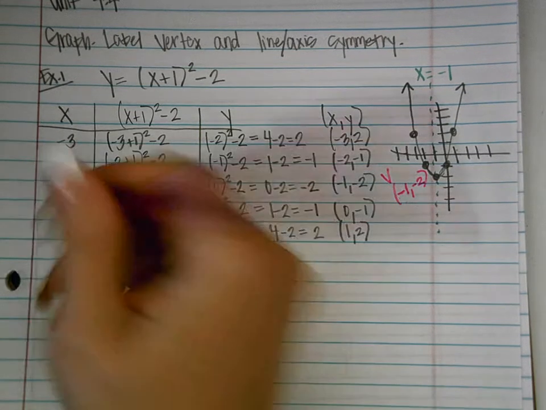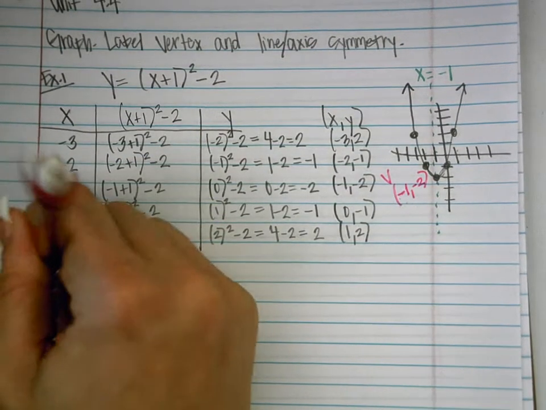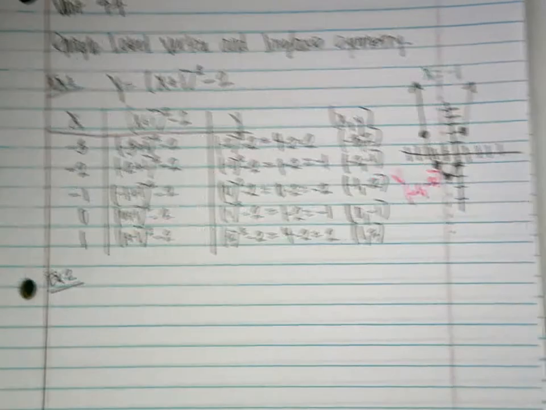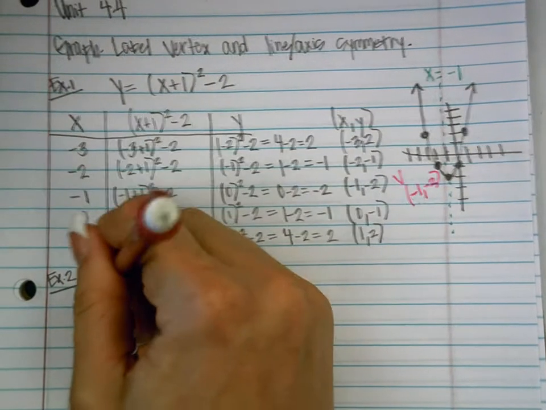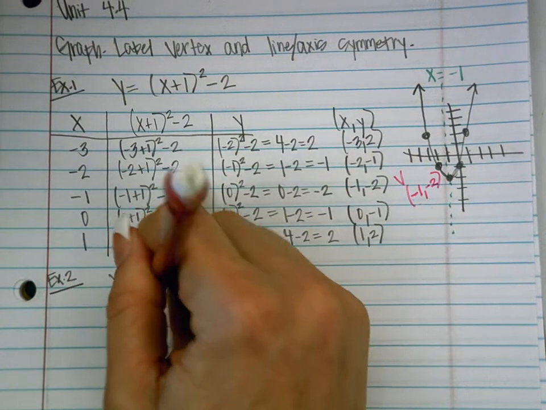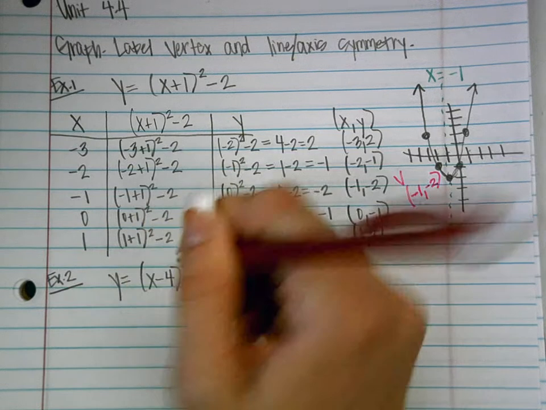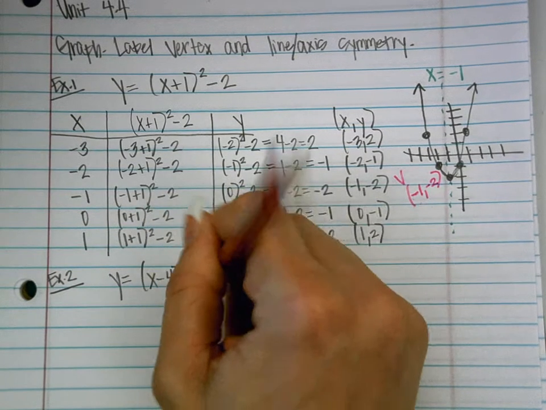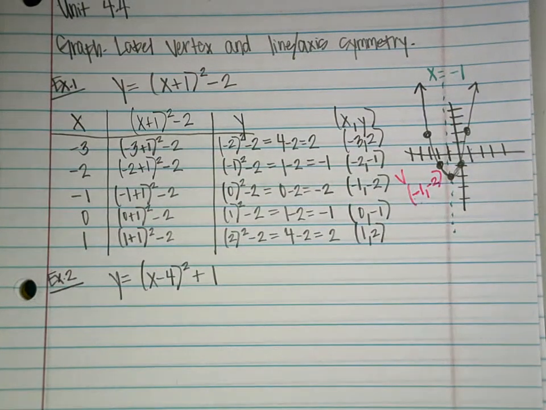Okay, let's try another one. For number 2, yes, we have 7 examples. I would like you to graph y equals x minus 4 squared plus 1. Y equals x minus 4 squared plus 1.